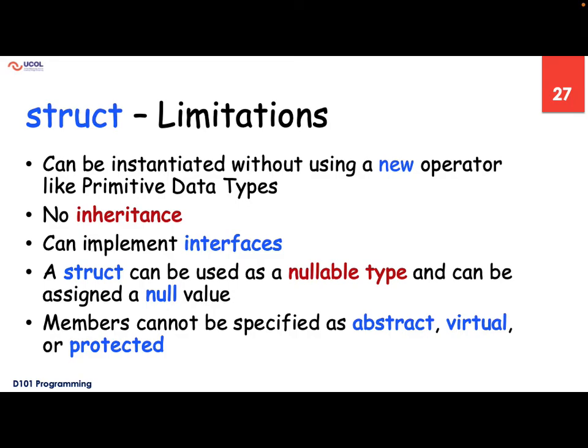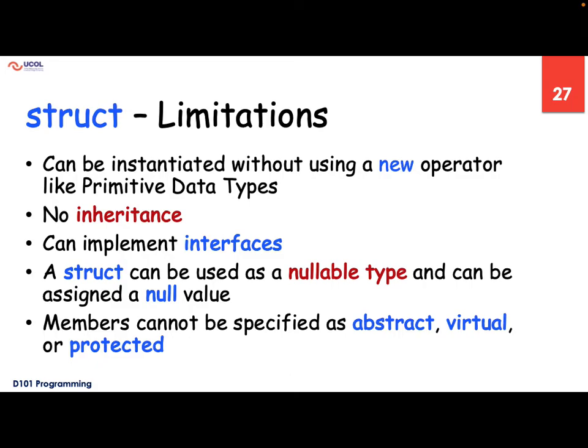In the case of a structure, it can implement interfaces. We're not going to do that one. A structure can be used as a nullable type and can be assigned a null value. Again, a structure can be null. They can be assigned a null reference. They are pointing to nothing. The members cannot be specified as abstract, virtual, or protected. So we can't use these kinds of access modifiers with the fields or the members within that structure.